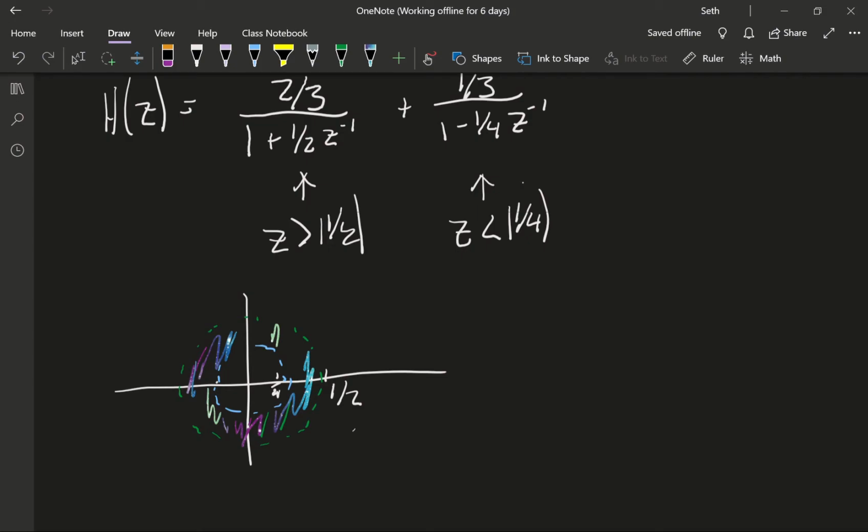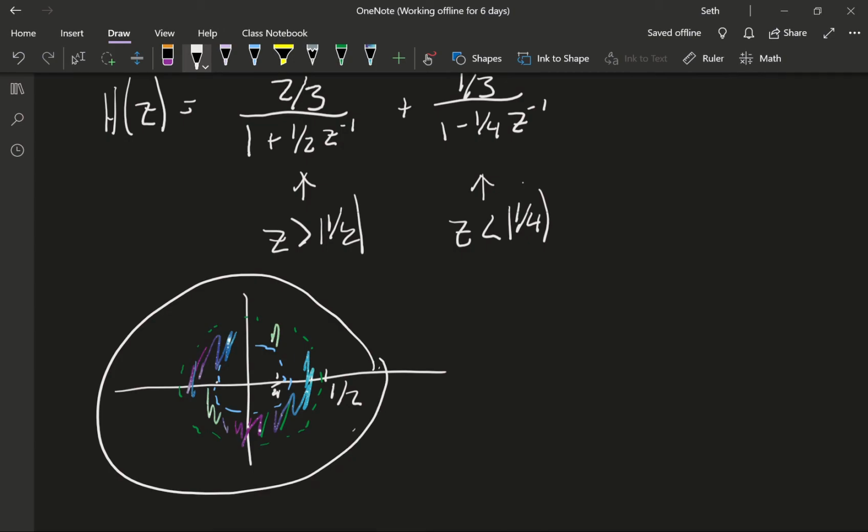The next question was asking about stability, but it's not stable because our region of convergence doesn't include the unit circle, which is out here at 1.